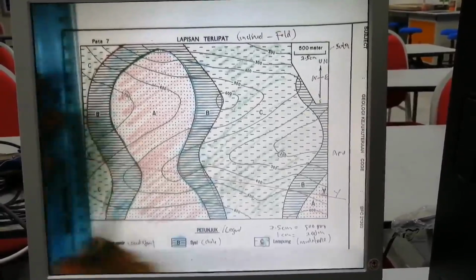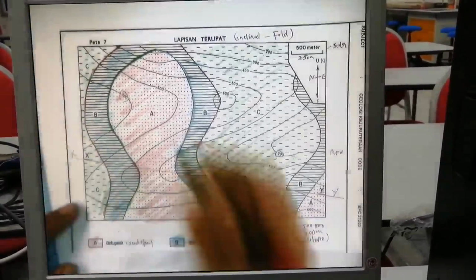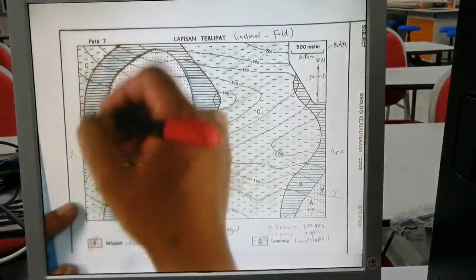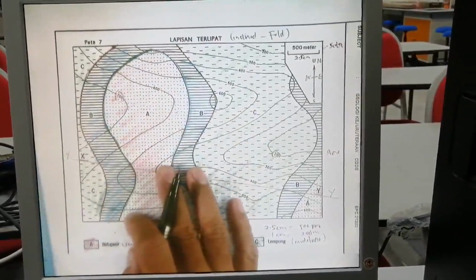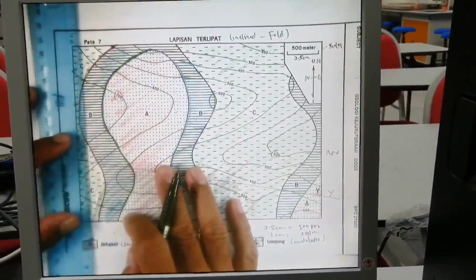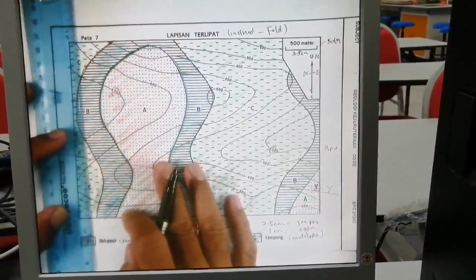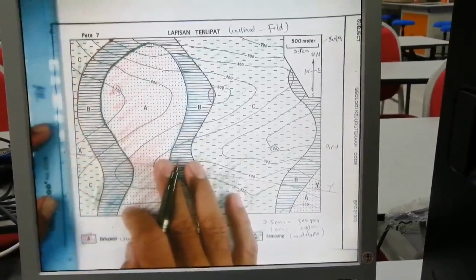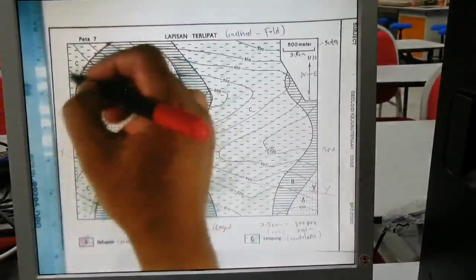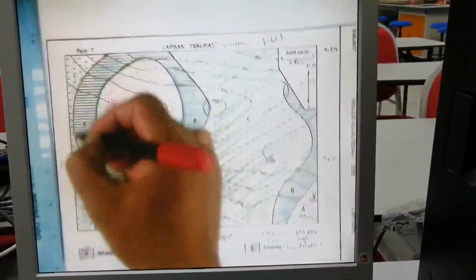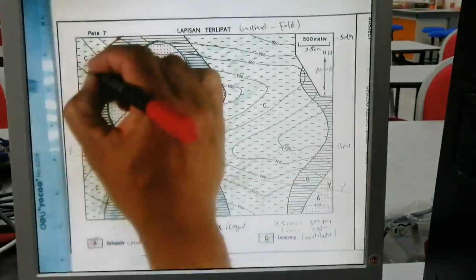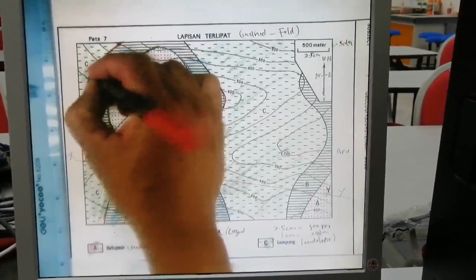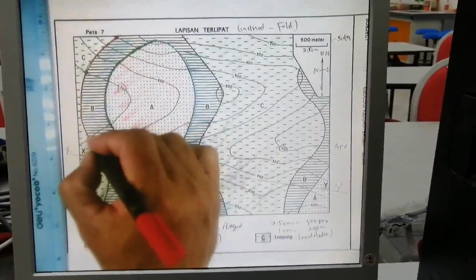Straight line of CB. We start with CB. We have to draw the straight line. How do you draw the straight line? You have to get the rock boundary, the same rock boundary at a similar height. For example, here we have a similar height at this point, 700 and 700 here.